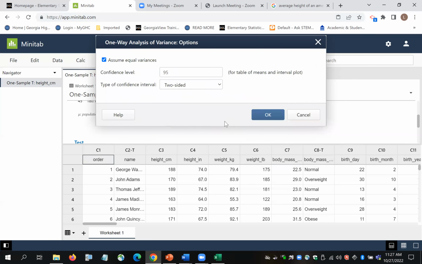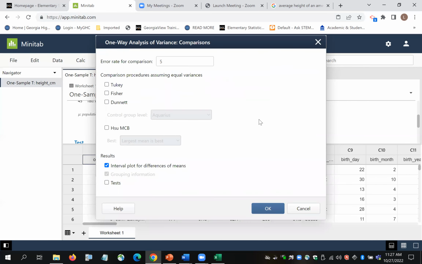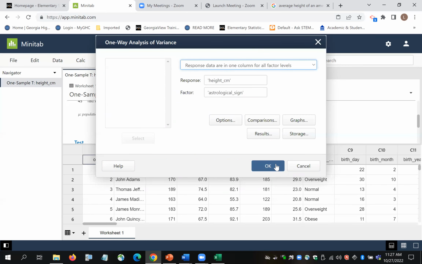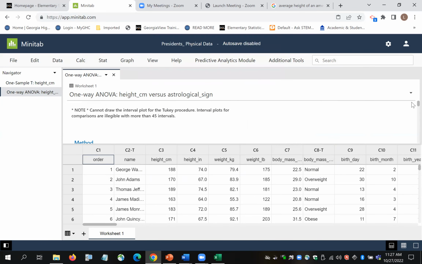Again, I go to options and I'm going to leave it at 95%. We do assume equal variances and it's two-sided. I don't believe the project asks you to run Tukey, but if you wanted to run Tukey, remember you go to comparisons and click on Tukey. And I click OK and OK. And it thinks about it.